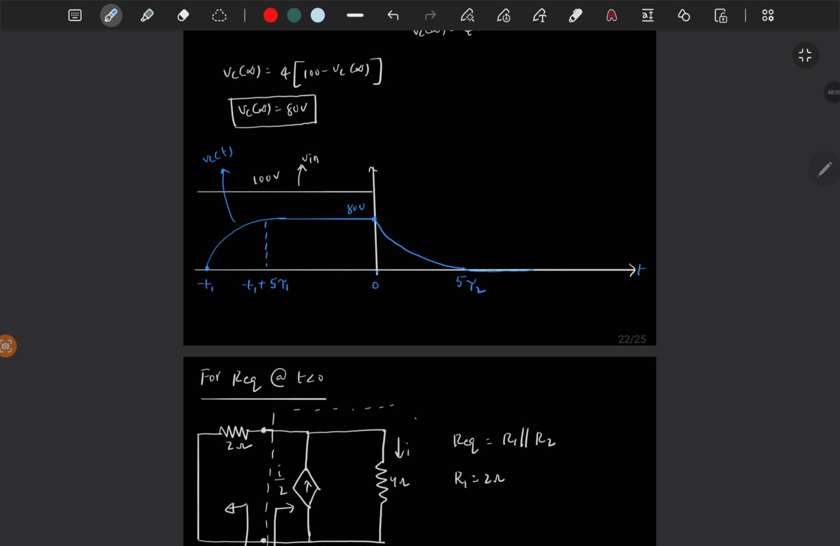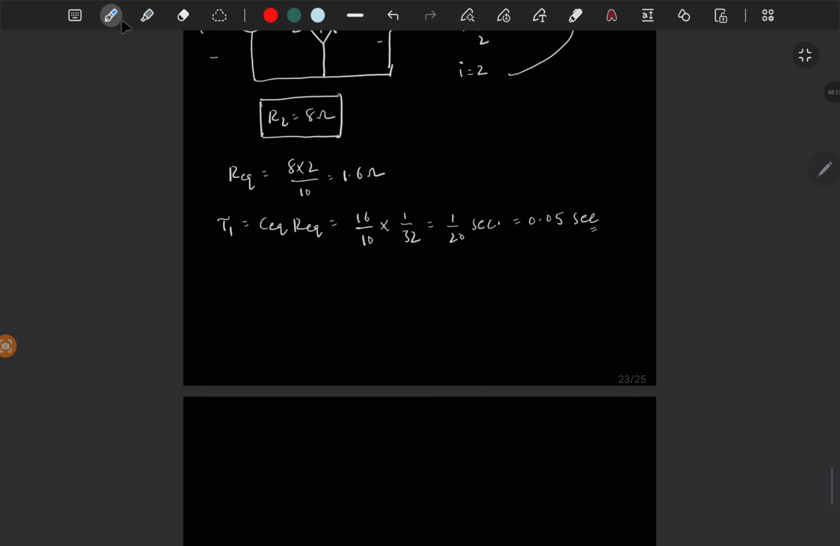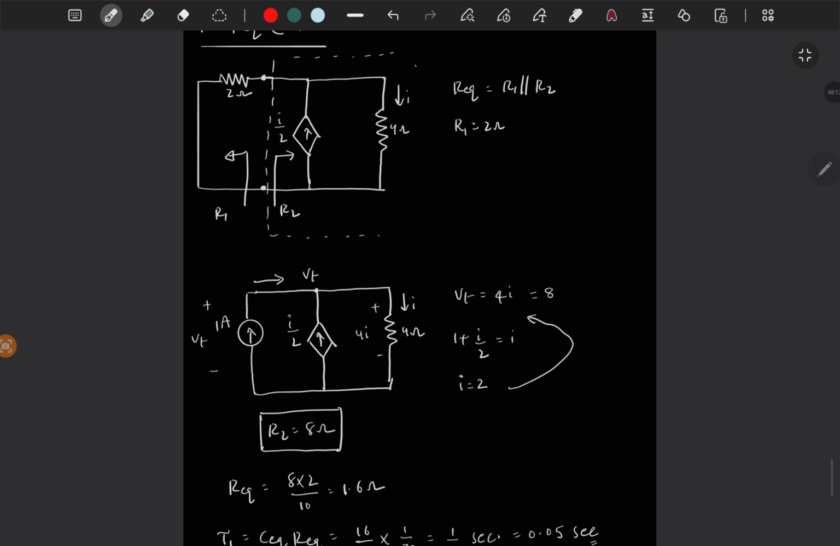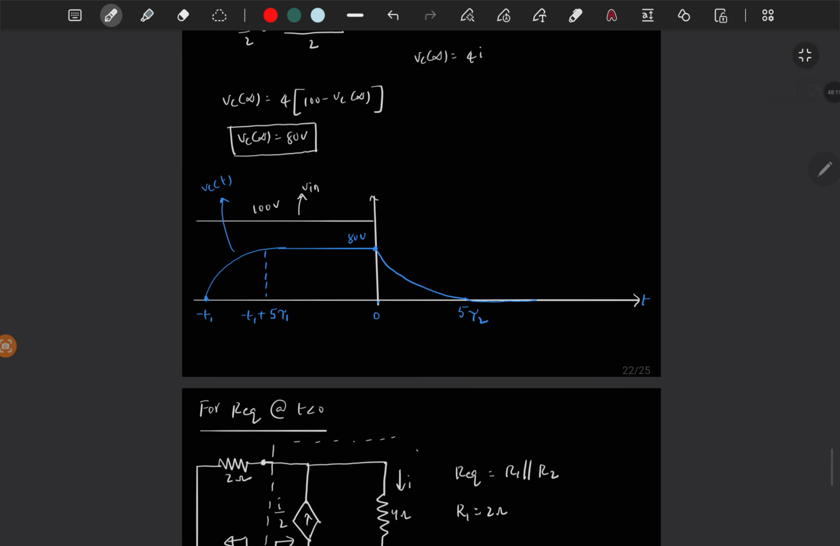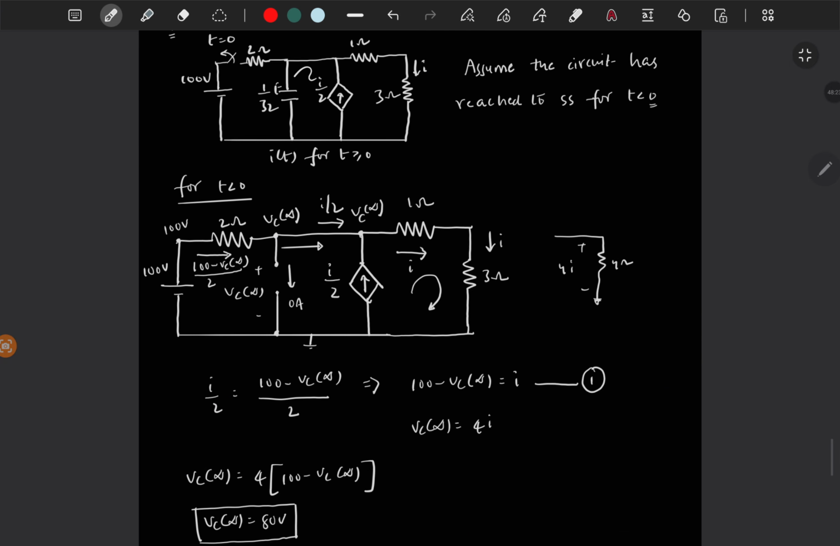That's it. The graph we got very early. It will charge from 0 to 80 volt, and from 80 volt it will discharge. But to find the time constant, you have to do some circuit analysis. So we can also do that. So for time constant for t greater than 0. Now what is the circuit for t greater than 0? It is only this capacitor and this part of the circuit.